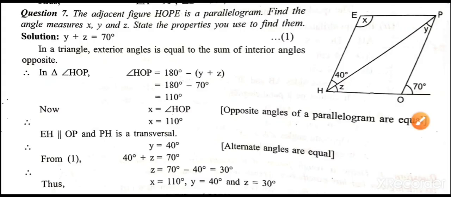Children, let us see question number 7. In the adjacent figure, HOPE is a parallelogram. Find the angle measures x, y and z. State the properties you use to find them.